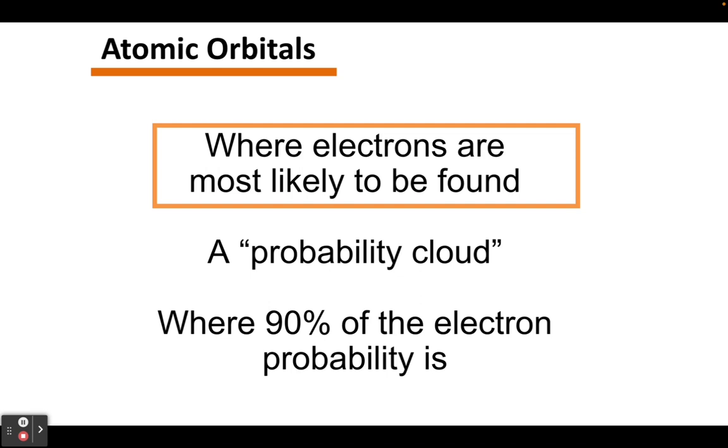So in the Bohr model, we thought we knew exactly where the electron is. It's on these distinct orbits that we can point to. But in reality, the electron exists in some space. We don't know exactly where it is, but we know with a high probability where it is within a certain space, and that probability is like 90%. So that's what we mean by an orbital. It's basically the space around the nucleus in which we have a 90% probability of finding the electron.